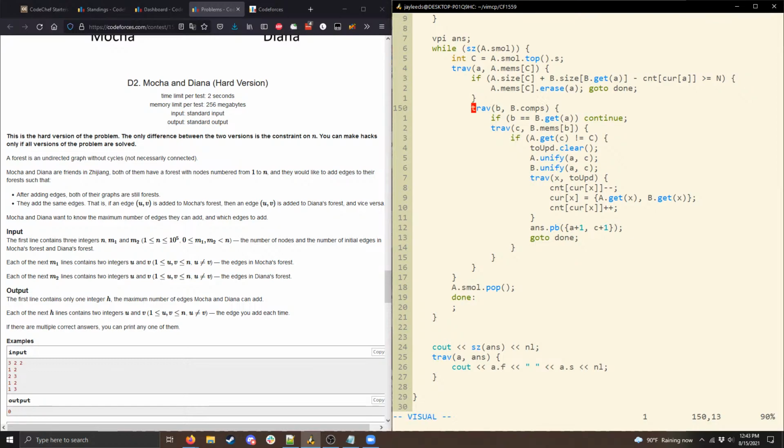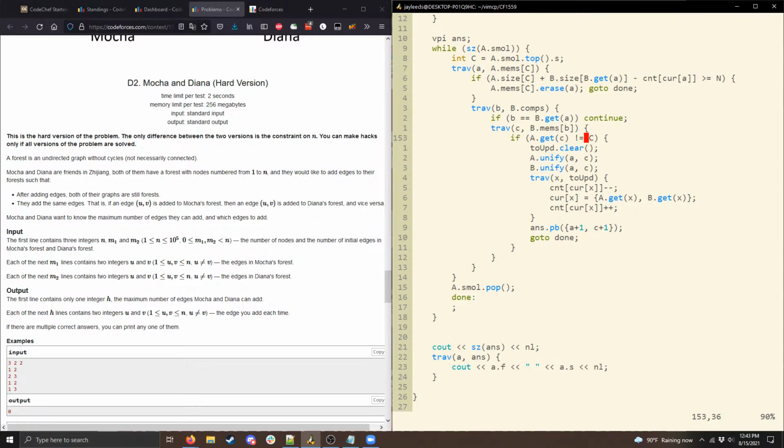Otherwise, I'm going to iterate through the components of B, except for the ones that are the same as the vertex A. That's so that we skip over the ones in the same component in Diana's graph. Then I'm going to iterate over the members of our component in B, and once I find one that's in a different component in A, I'm going to connect those.